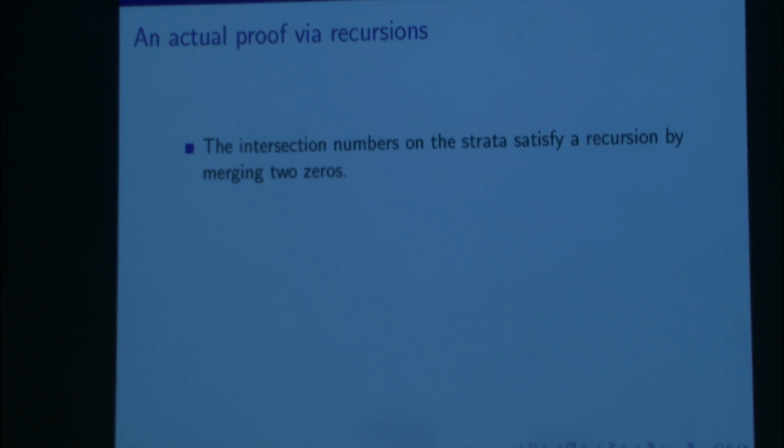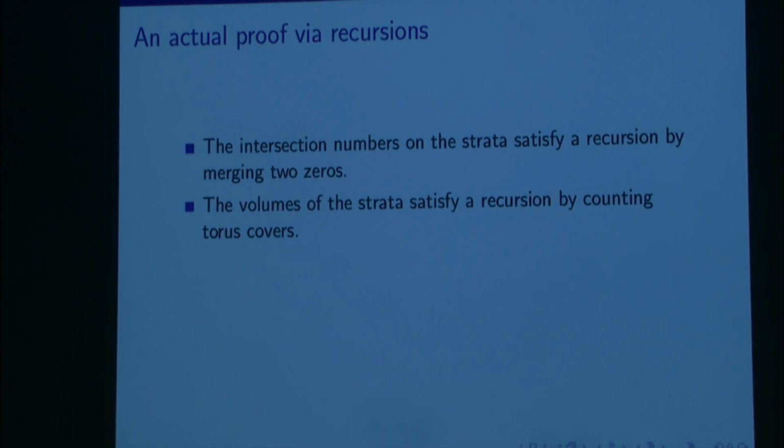You show that the intersection numbers on one side satisfy some recursion. The recursion really arises from merging two zeros, so that you can go to a more specialized stratum, so the zero type changes to something more special. On the other hand, you show that the volumes also satisfy another recursion. That is a very different technique. You have to interpret some special lattice points inside the volume, inside the stratum under the period coordinates, by counting some special branched covers of tori, and look at their asymptotic behavior.